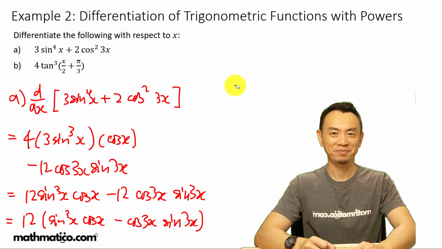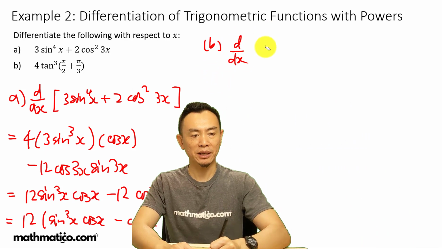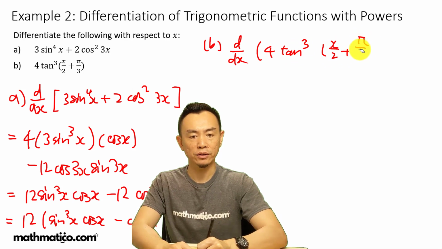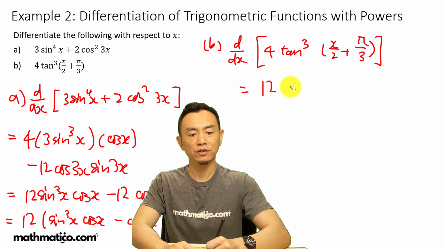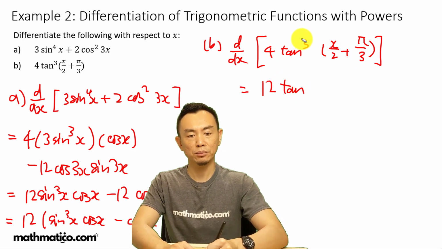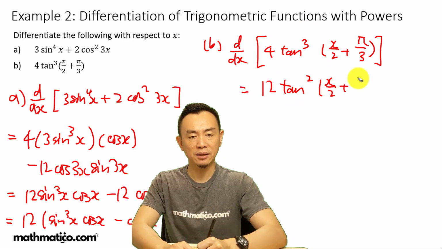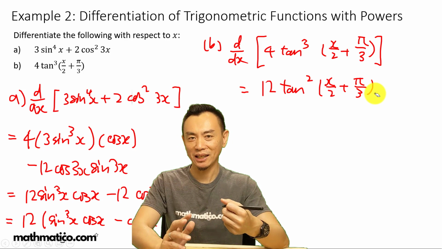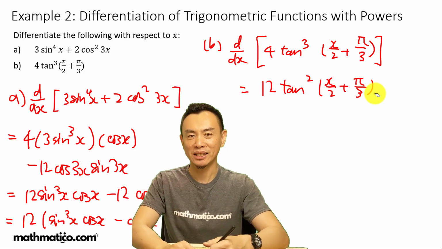And that's it. Part B, we're going to differentiate with respect to x the tangent cube of x over 2 plus pi over 3. Okay, power bring down, 4 times 3 is 12. Tangent cube, power minus 1 becomes squared. And then x over 2 plus pi over 3. Okay, I know I've sped up, but I want you to be able to think like this, the way I do it, because you are always racing against time.